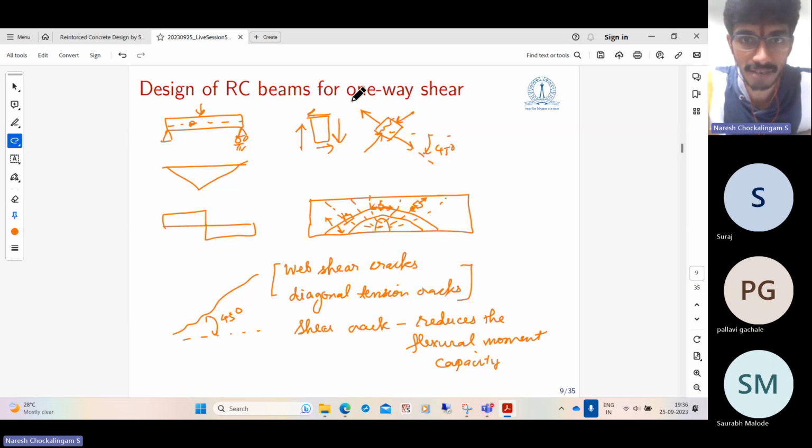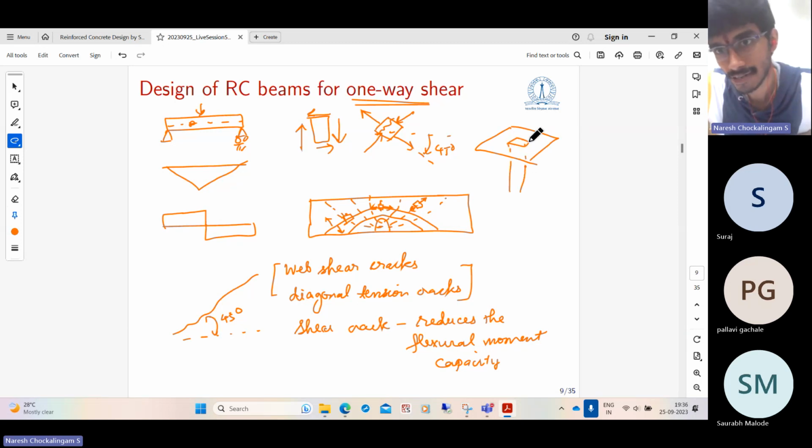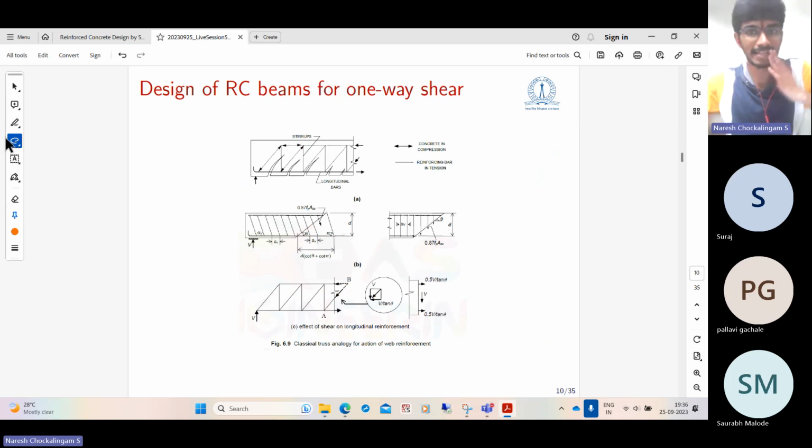And one-way shear is nothing but we have shear only in one direction. If you have a slab supported on a column directly, which is called a flat slab, that is going to punch the slab. So there you have shear both in this direction and also in the perpendicular direction. So that is something called two-way shear. And you can also have torsional shear. So those are the other types of shear. But in today's session, we'll look only at one-way shear, which is the usual shear that accompanies bending moment in normal beams. Right? Now, how do we design it?